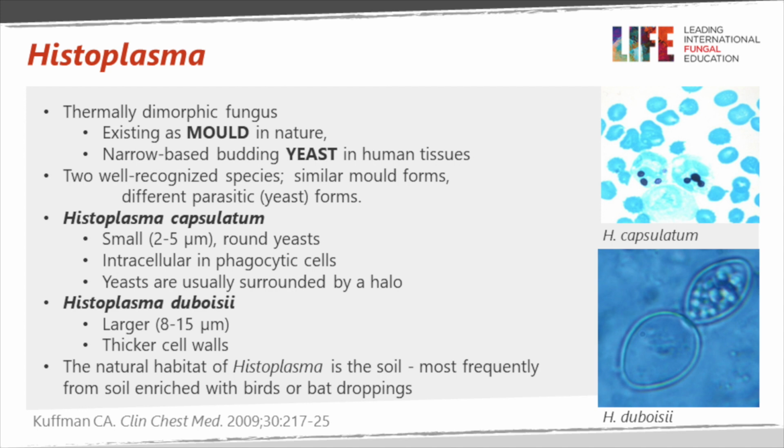and the size of those yeasts are very different, so that Histoplasma capsulatum is 2 to 5 microns in diameter, and it's really quite a small yeast and can be confused with leishmaniasis, whereas Histoplasma duboisii is really quite a large yeast, larger than most other yeasts that you might see under the microscope, and also has thicker cell walls. So Histoplasma capsulatum is found in soil enriched with bird or bat droppings. The natural environment of Histoplasma duboisii is not well understood, and this organism hasn't been found in the environment in any quantity, and therefore it's difficult to know where it exists.